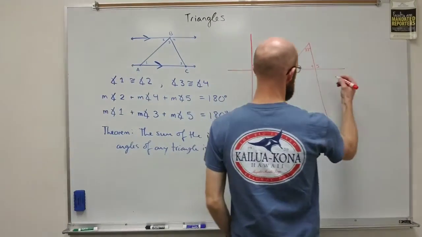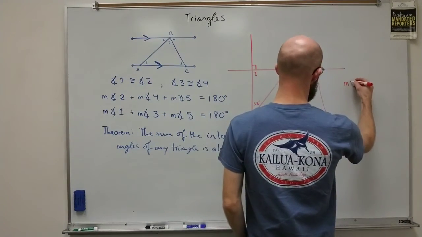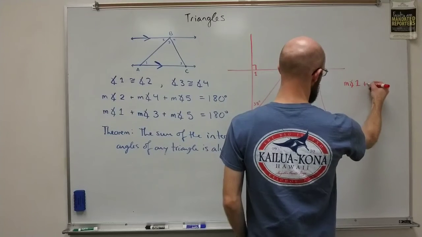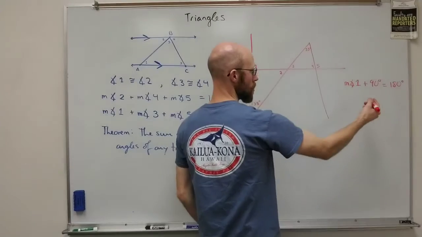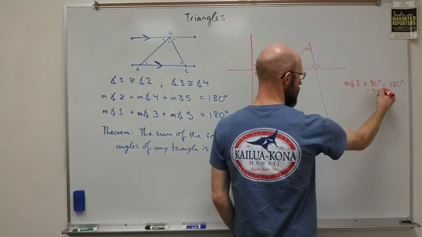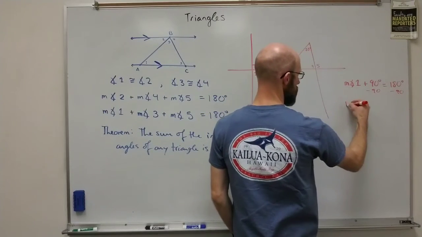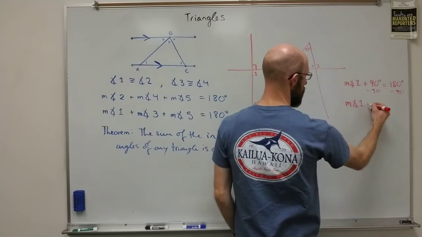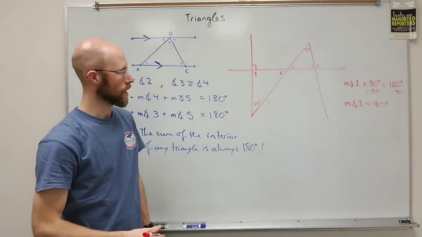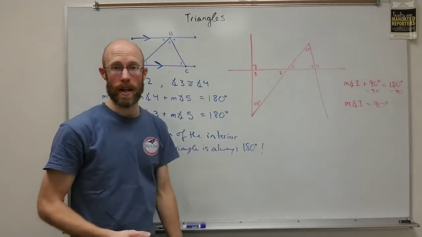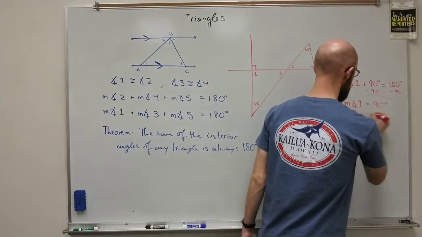So if I go through this, let's see, look over here. The measure of angle 1 plus that 90-degree angle must be 180, which of course by subtracting the 90 leads us to the fact that the measure of angle 1 is itself 90 degrees. Okay, so that gives us one answer, 90 degrees for angle 1.